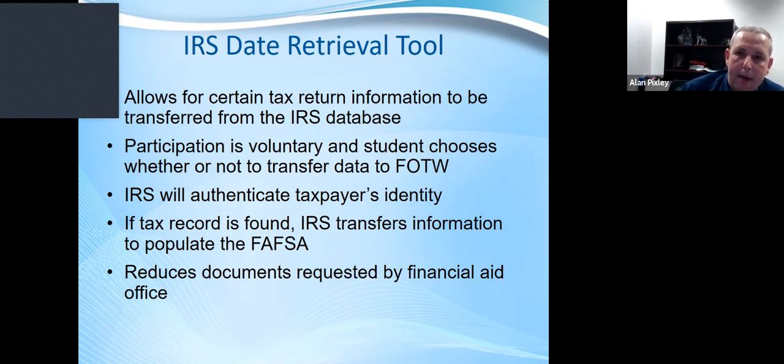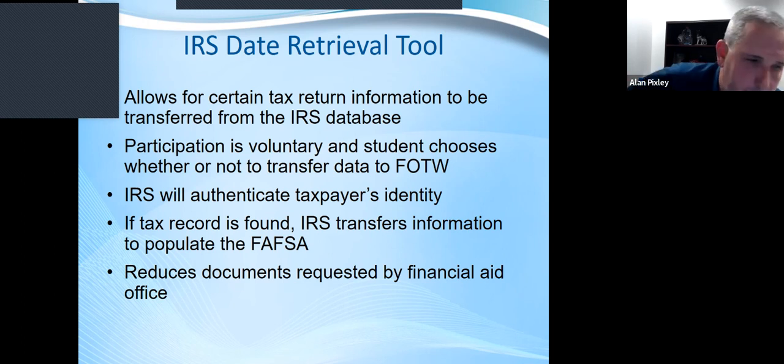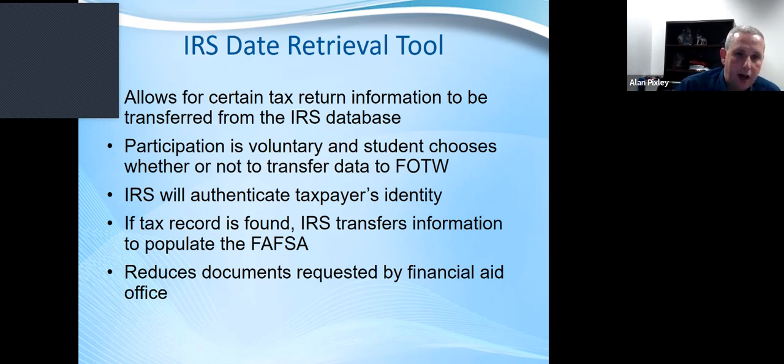So basically this tool, during the application itself, there's an option to go to the IRS website and pull that data back into your FAFSA. That way you don't have to figure out what line on your income tax return is adjusted gross income versus taxes paid. That information gets pulled back into the FAFSA, and if you were selected for verification, they consider the IRS data retrieval tool to be the same as being verified. So the IRS does authenticate that.